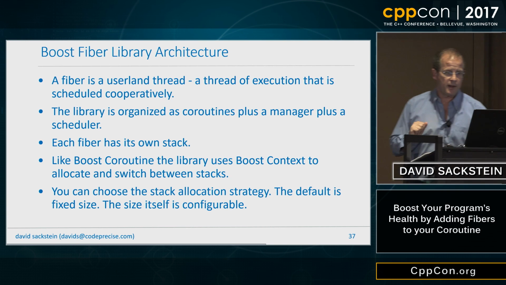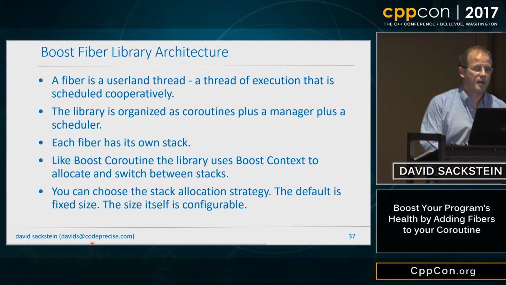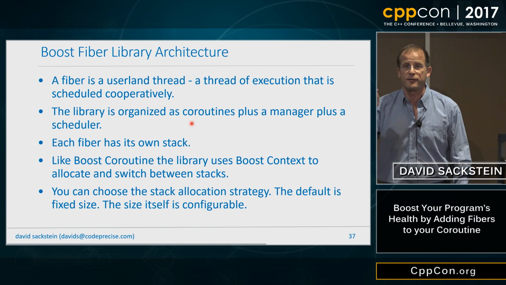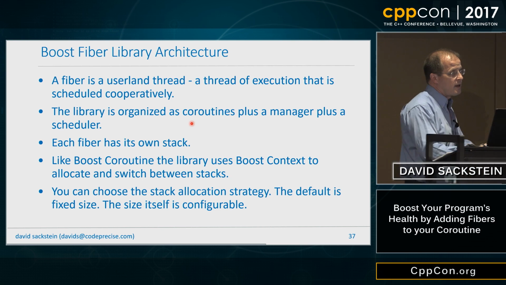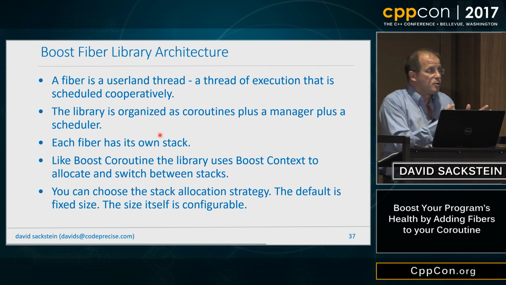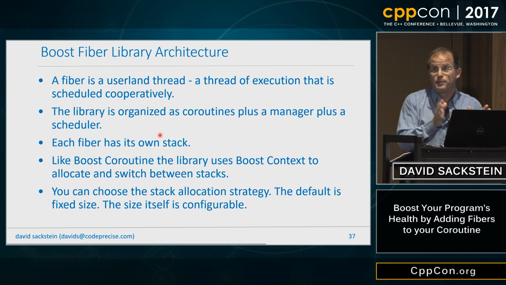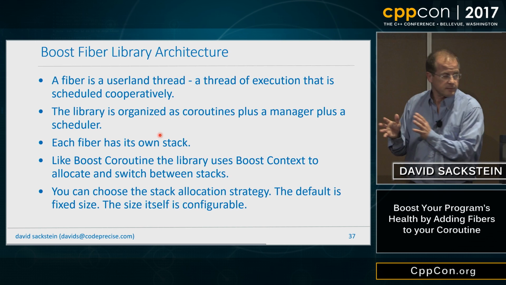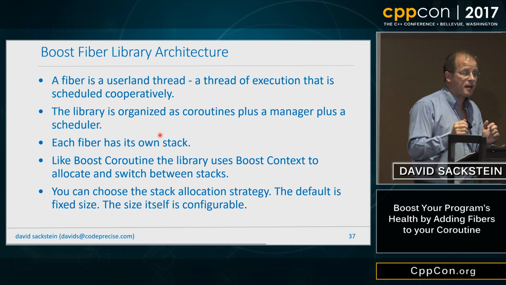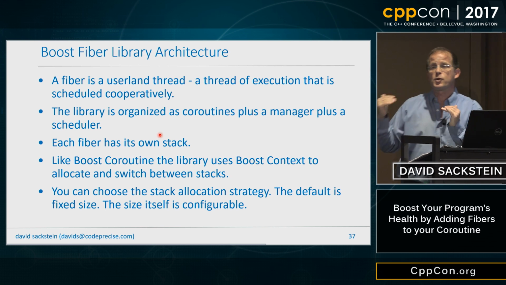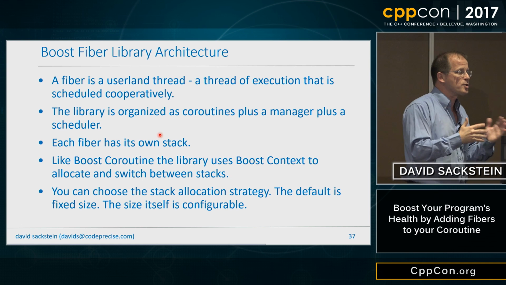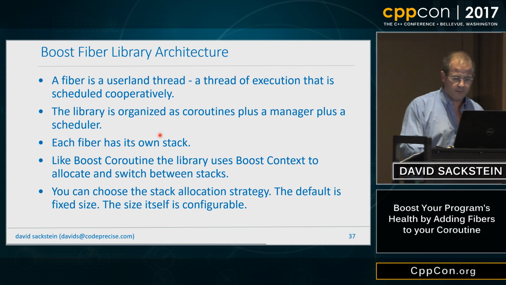So a fiber is a userland thread. It is a thread of execution that is scheduled cooperatively. That is the main difference between a fiber and a thread. The library is organized as coroutines based on Boost context, plus a manager, plus a scheduler. Each fiber has its own stack. And underneath, there is a Boost context. Every fiber has a stack created for it, and there is the capability of context switching between the stacks.